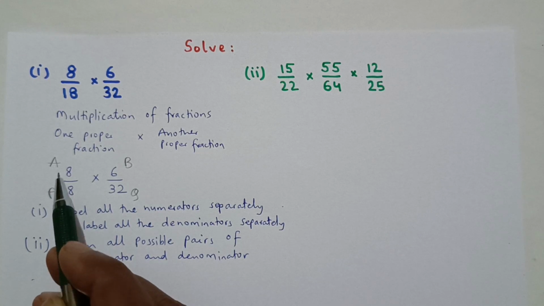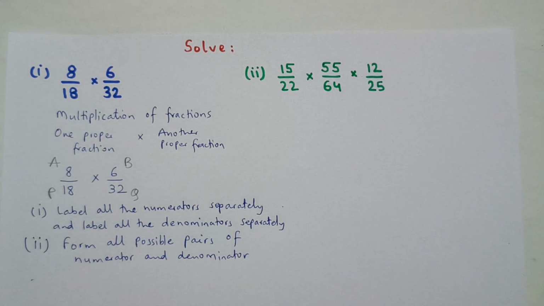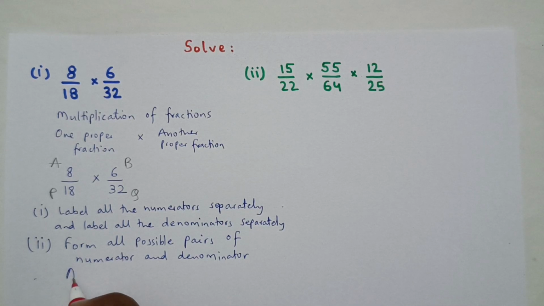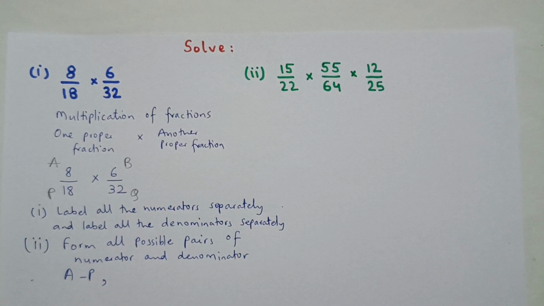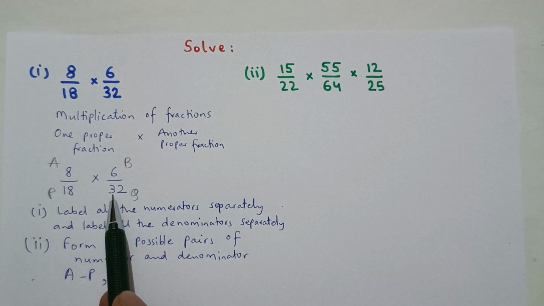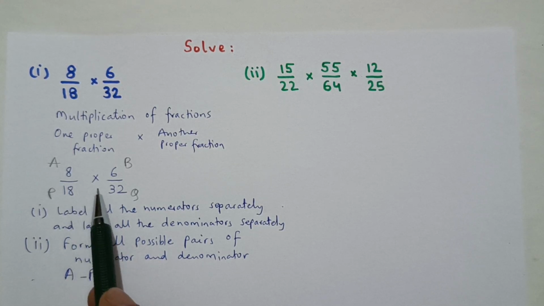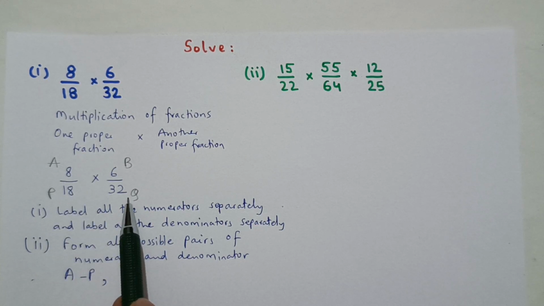So AP is one of the pairs of numerator and denominator. Another pair of numerator and denominator is 8 and 32. 8 and 32 is another pair of numerator and denominator. So AQ is another pair of numerator and denominator.